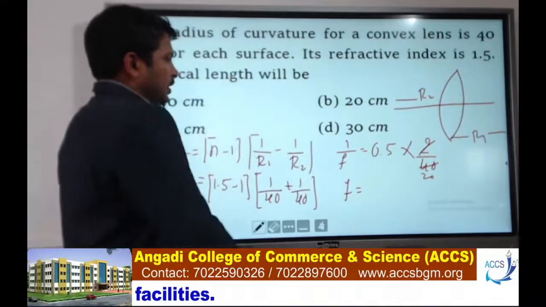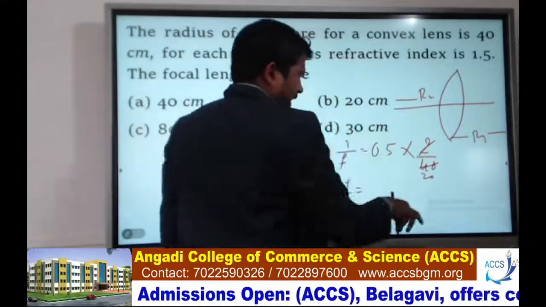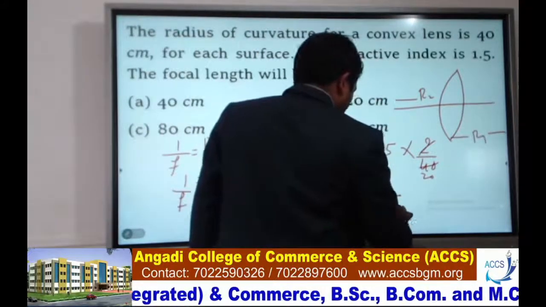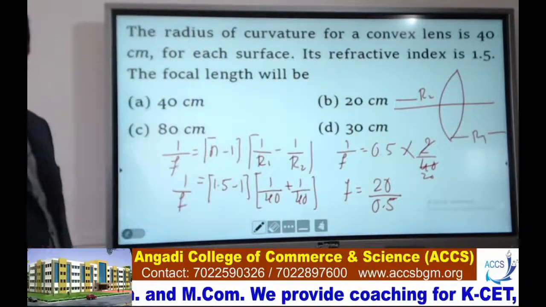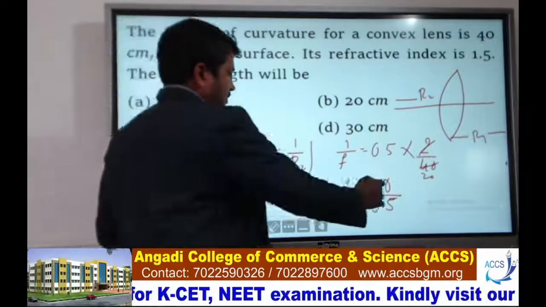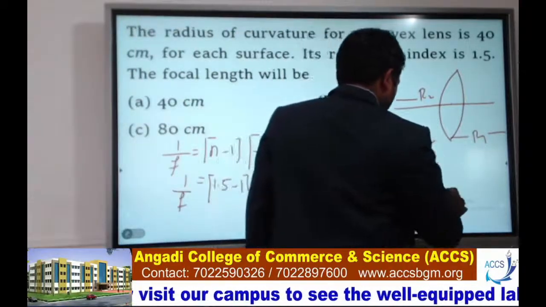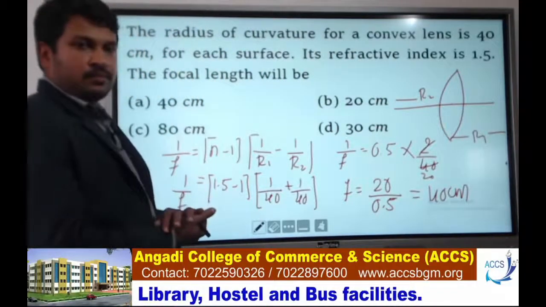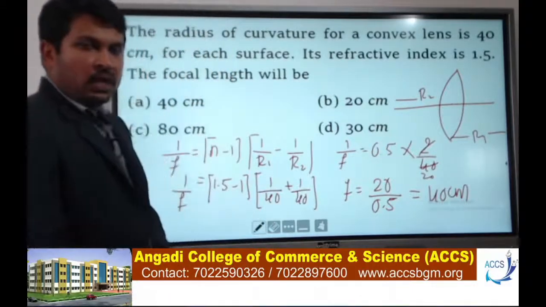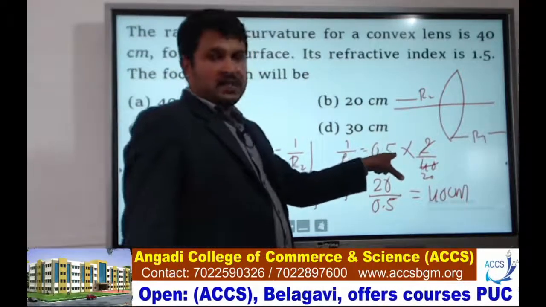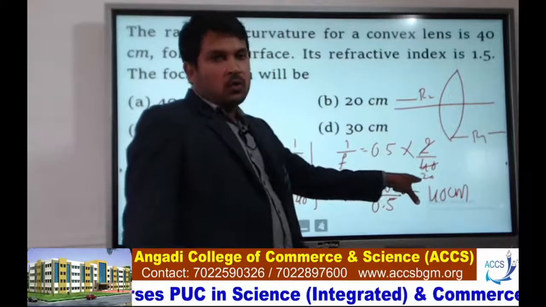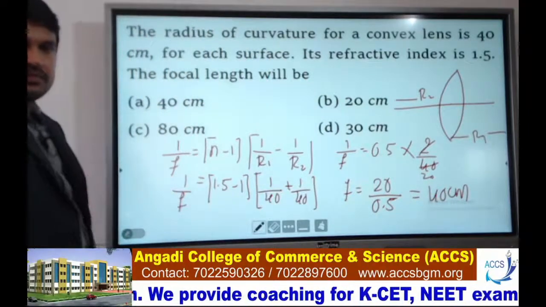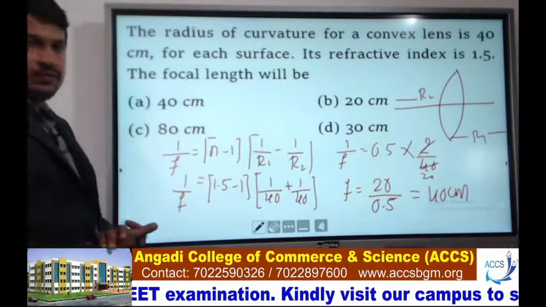So now f equals 20 divided by 0.5. Otherwise, you can directly divide also. How much do we get? 40 centimeters. You can also write 0.5 as 1 by 2, so 20 into 2 is 40. I hope you are clear.